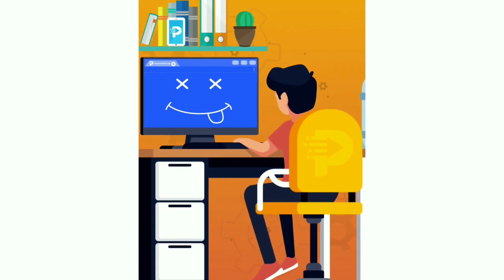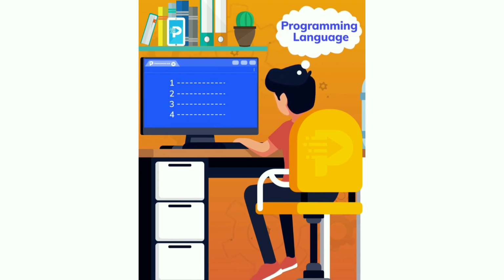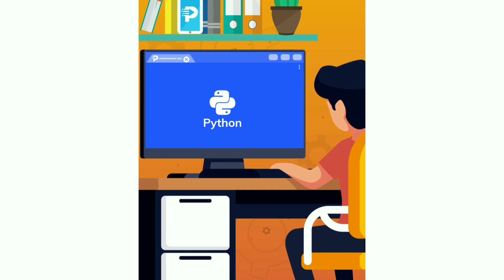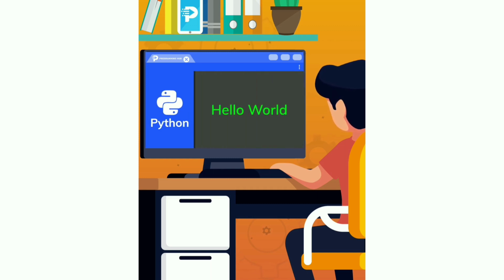You know what? A computer is a dumb machine. Computers can only follow instructions in a language they understand. It's up to a programmer to choose a language that is best for the specific task. Let us learn how to write a program in Python to display Hello World on our screen.